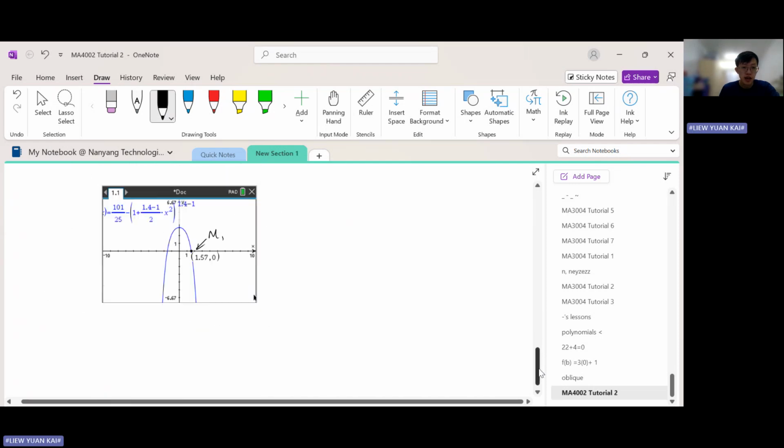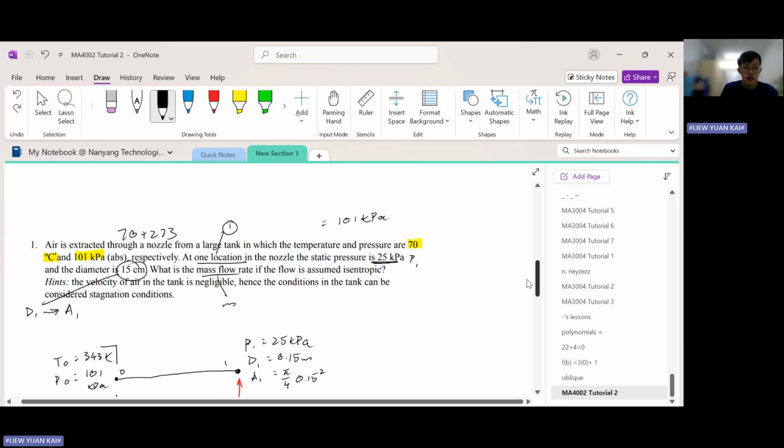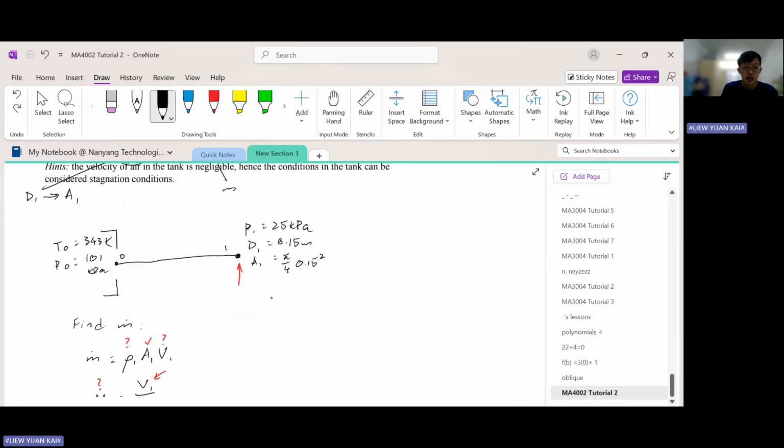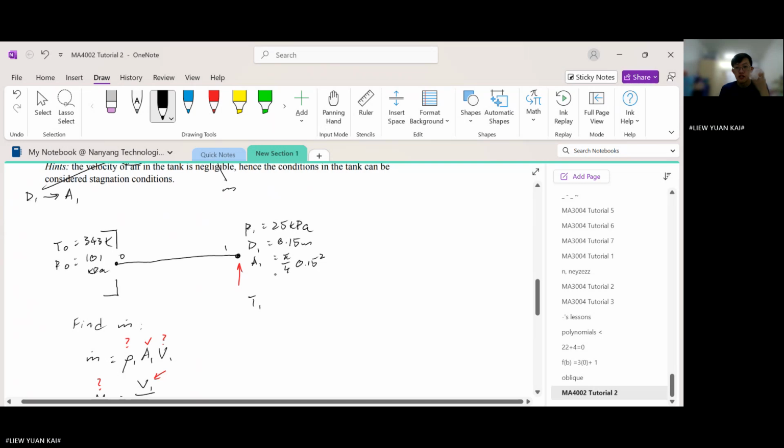C1 is given by the formula C1 is equal to the square root of K R T1. Okay, so we know K, we know R, we just need to find T, right? We need to find T because that's the unknown right now. So let's go back up. Yeah, we do not have the temperature at point 1, but we can find the temperature at point 1. How? See, you have the stagnation temperature, right? And then you have the Mach number. That will help you find the value of T1.